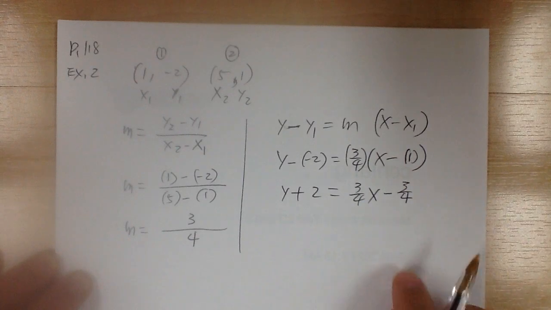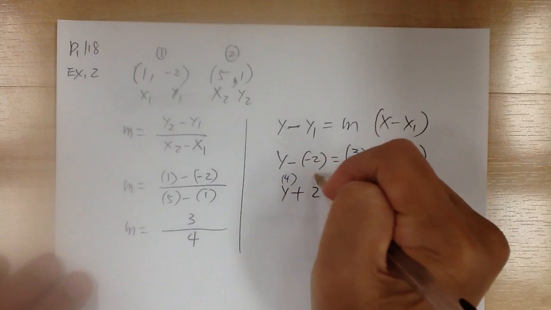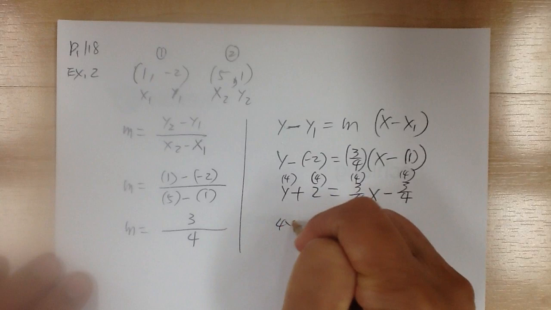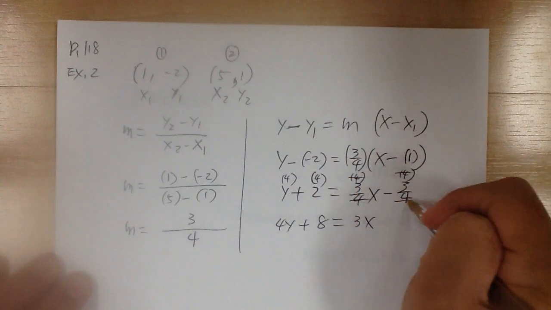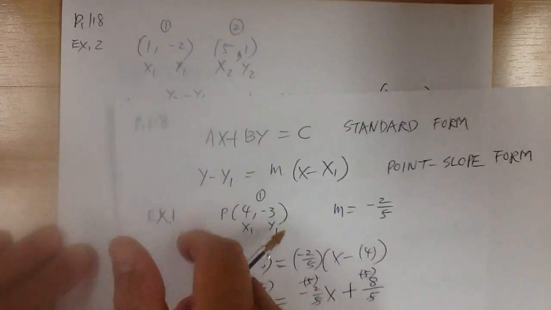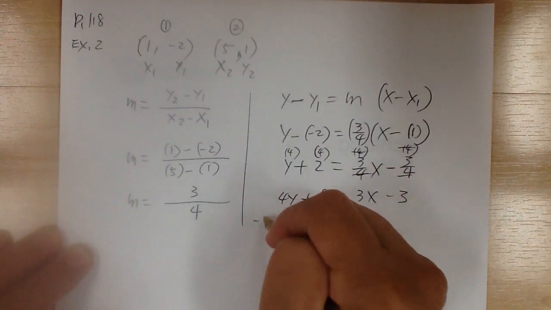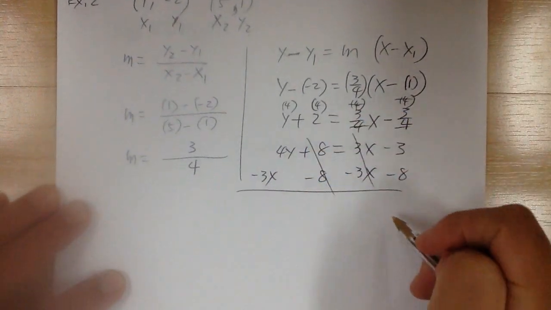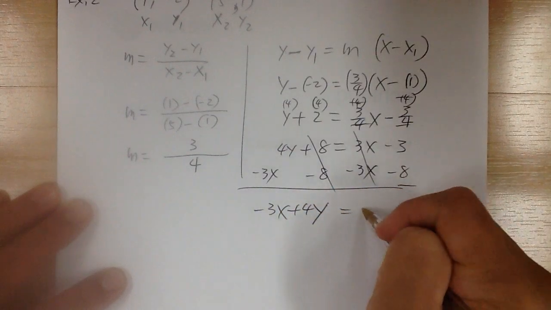Next step is to get rid of the fraction. Multiply everything by the common denominator, so multiply everything by 4. This becomes 4y plus 8 equal to 3x minus 3. Now bring everything to the other side, because you have to put it in standard form. Minus 3x on both sides, this will cancel out. Minus 8 on both sides, this will cancel out. So you've got negative 3x plus 4y equal to negative 11.